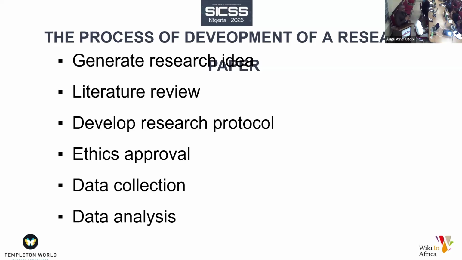One, you generate a research idea. We are going to study so and so. Two, you review relevant literature in relation to the idea you've developed. Three, you develop your research protocol. Four, of course, once you're conducting any study, particularly when it involves medical research, you must obtain ethical institutional approval from a relevant ethical research review committee. You now collect your data, you analyze your data. Next slide.